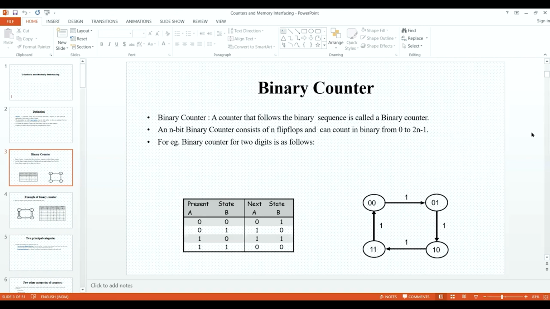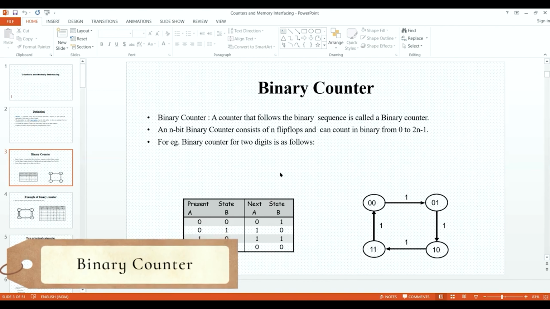You can see that we have two-bit states: if the state is 0 0, the next state is 0 1. Similarly, if the state is 0 1, the next state would be 1 0. If it is 1 0, the next state will be 1 1, and if it is 1 1, then it would be 0 0. I hope you understand, this is a clock pulse. Whenever the clock is there, it shifts from 0 to 1 or 1 to 0, so it is working like a switch. When we talk about a binary counter, it follows the binary sequence, and an n-bit binary counter.